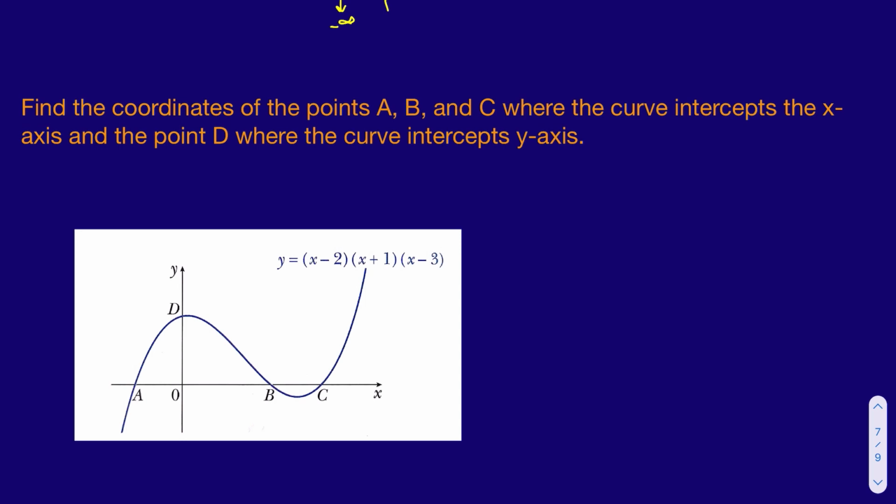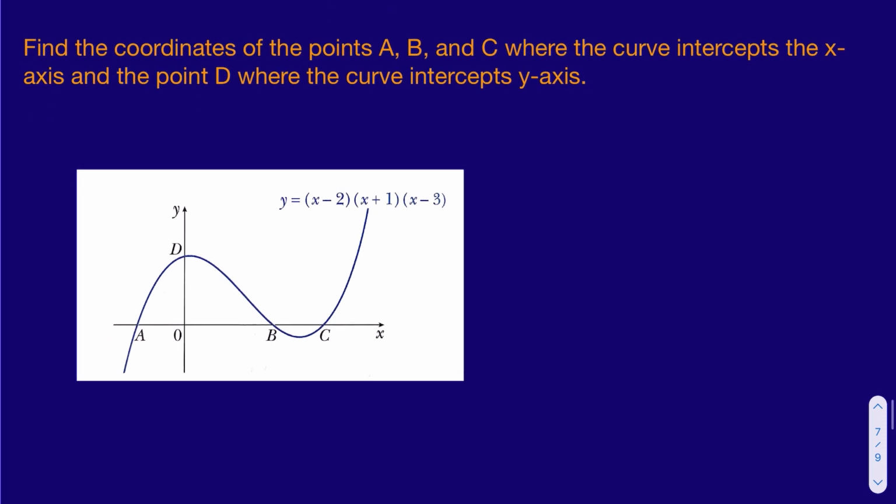In this exercise, the curve is given, and also the polynomial is given. If you look carefully, the polynomial is also already factorized and simplified, so we don't need to factorize it anymore. So it's quite easy, and we want to find the values of a, b, c, where the curve intercepts the x-axis.